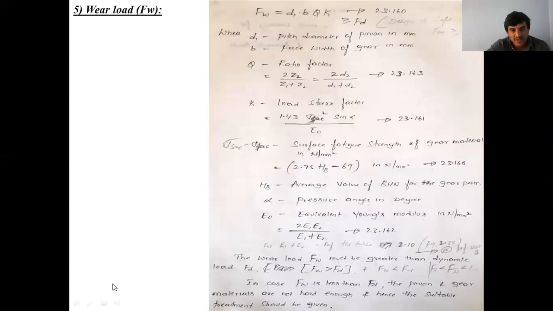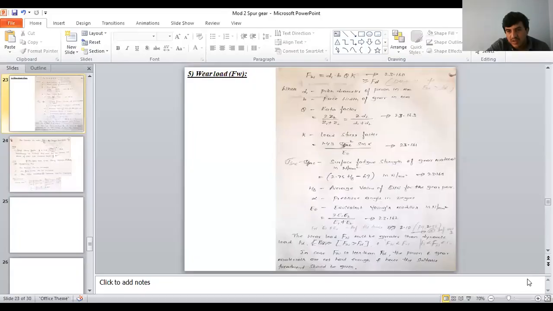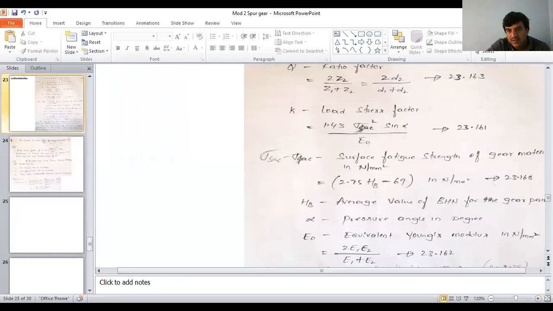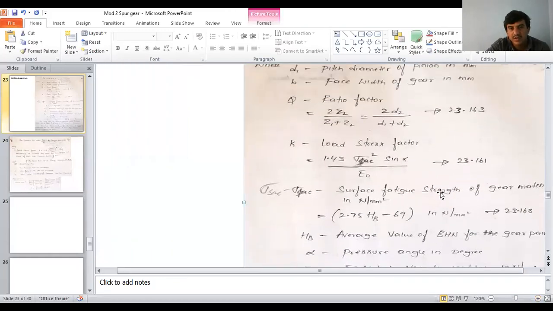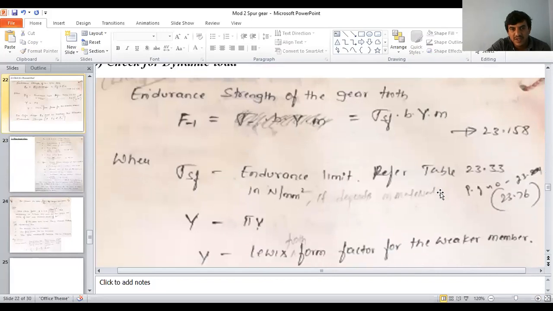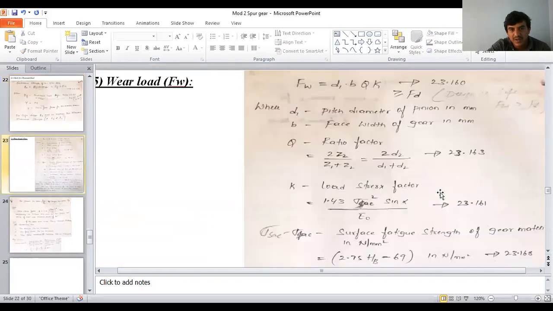Now, how do you check? I think this slide is visible, or else I'll zoom it. Just give me a response. Sir, zoom. Okay. Yes, now it is visible. Please check.